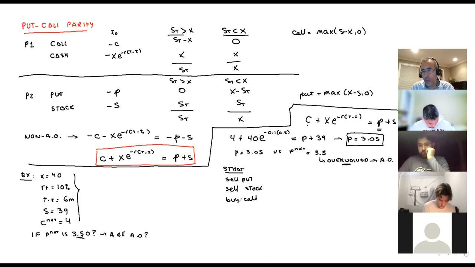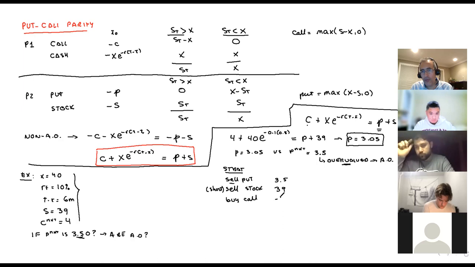So you sell the put. This basically means that you have an obligation. Remember, when you sell an option, you don't have the option. You have the obligation to do something, correct? Then you sell the stock. And then you buy the call. So if you sell the put, you're going to receive 3.5, positive for you. If you sell the stock, this is a short sell. I will receive from the market 39. And when I buy the call, I will pay 4, correct?